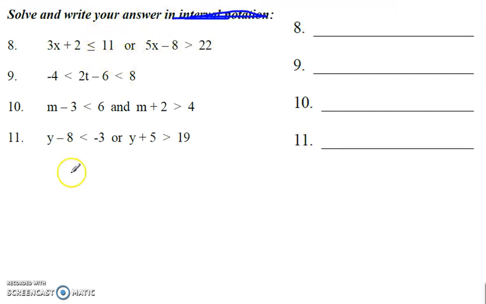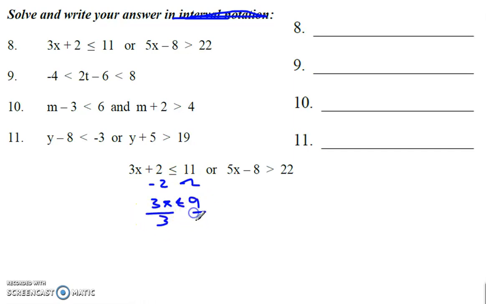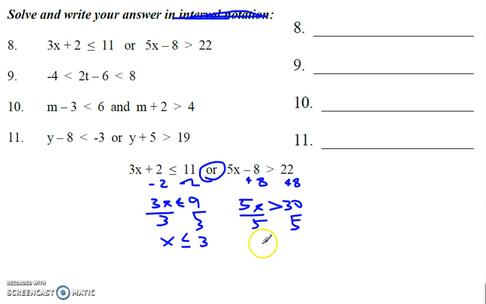Okay, so to solve this, I need to solve both of these. Now, this is an OR statement. Important whether we recognize it's OR or AND. Okay, or, so here we have 3x, subtract 2 from each side. We get 3x is less than or equal to 9, divided by 3, and x is less than or equal to 3. Or, add 8 to each side, and we get 5x is greater than 30, divide by 5, and x is greater than 6. So that's our first answer.